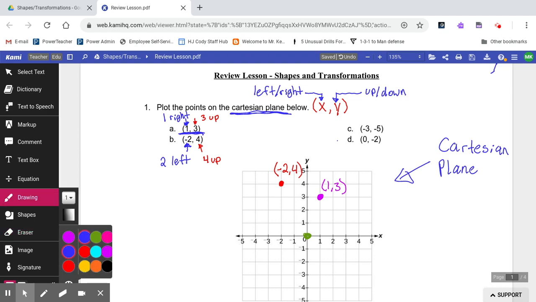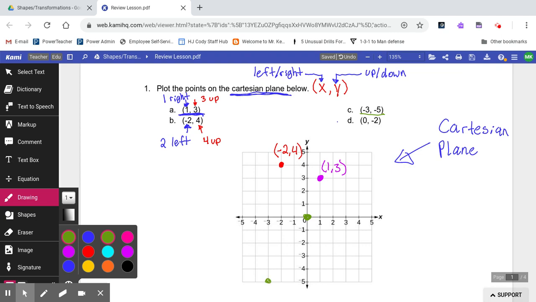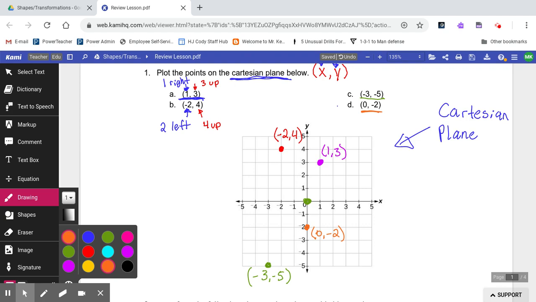Awesome. You can try the next two on your own. If you look at C, C is -3, -5. That means 3 left, 5 down. So it would be right here. -3, -5. And if we look at our last one, 0, -2, 0 means you don't go left or right, and -2 goes down 2. 0, -2. And those are my points plotted on my Cartesian plane. Wonderful.